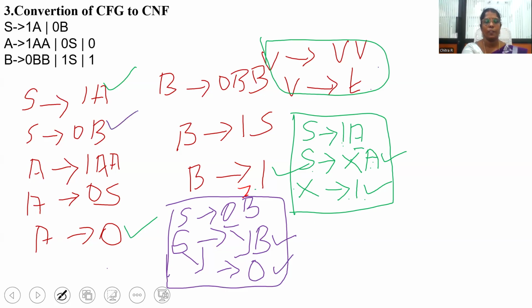Now this one is over. What's the next one? A tends to 1AA. A tends to 1AA.